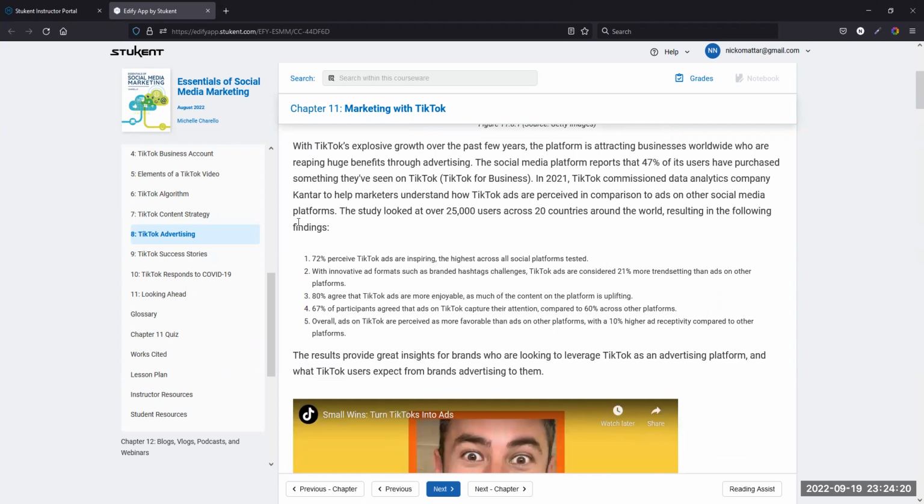say what you will about these five numbers. I don't believe them for a second. 72% of people claim that TikTok ads are inspiring. I don't buy that. And I don't buy that 80% agree that TikTok ads are more enjoyable. I mean, if by more enjoyable, you mean more enjoyable than a TV commercial, sure. More enjoyable than a sponsored tweet, okay. More enjoyable than a LinkedIn ad, okay, sure, absolutely.